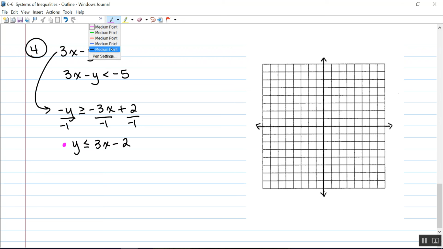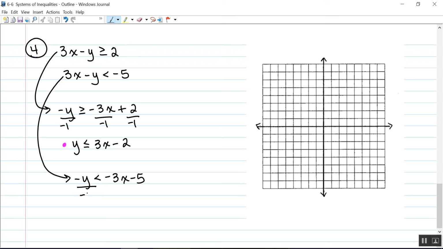Okay, let's do the second one. I'll do that down here. And again, I'm solving it for y, so I'll subtract 3x on both sides. So negative y is less than negative 3x minus 5. And this one also, I need to divide everything by negative 1, and my less than sign becomes a greater than sign. So y is greater than 3x plus 5. And this will be my blue one.